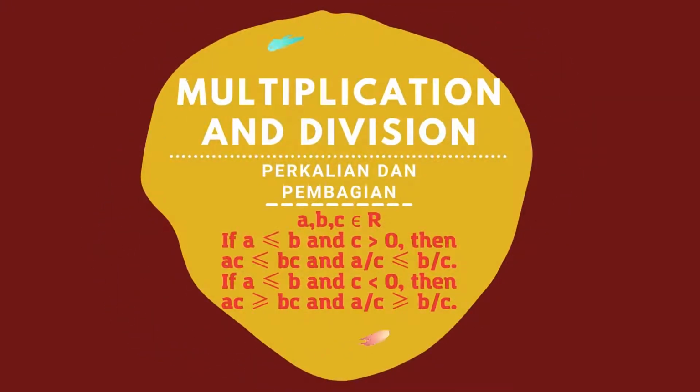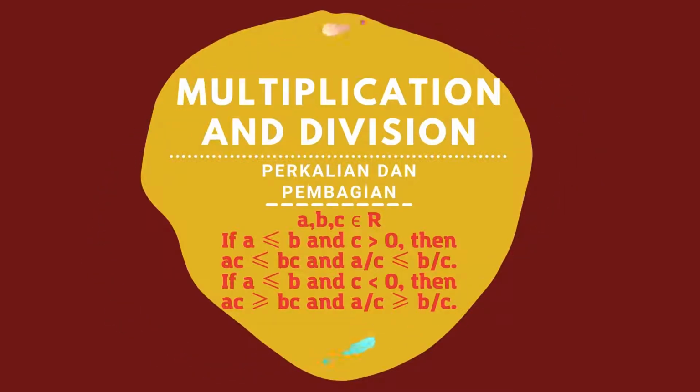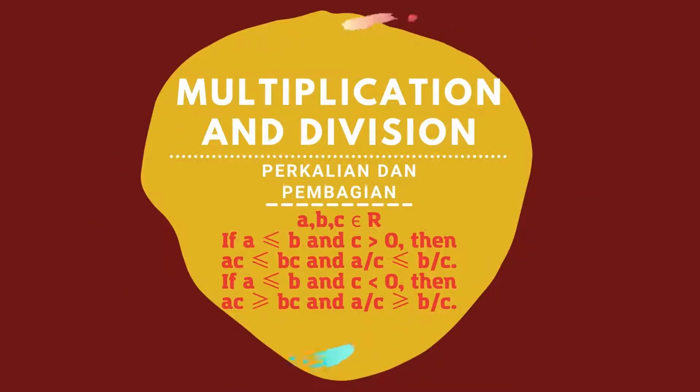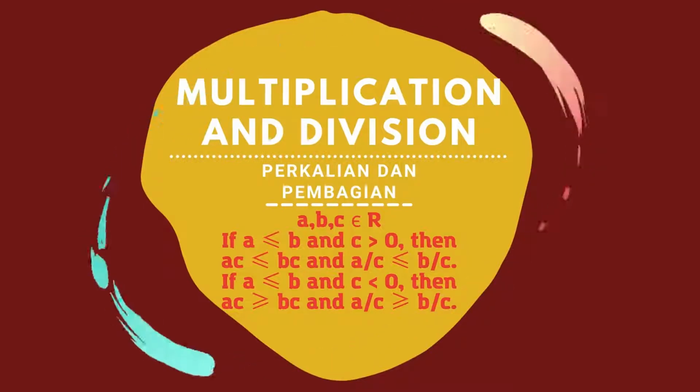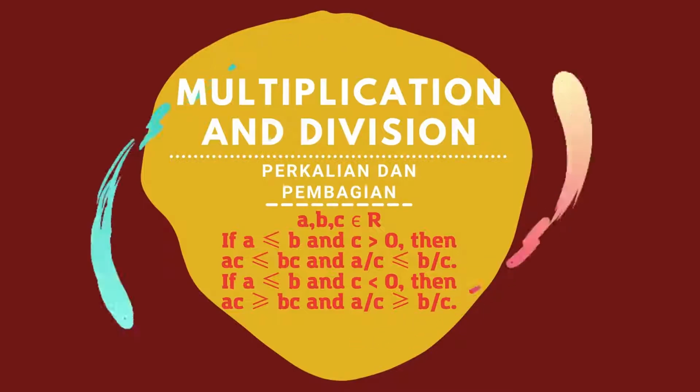The last property is multiplication and division. For A, B, and C taken from real numbers, if A is less than or equal to B and C is greater than 0, and both sides are multiplied by C or divided by C, then we get A times C still less than or equal to B times C, and A divided by C still less than or equal to B divided by C.